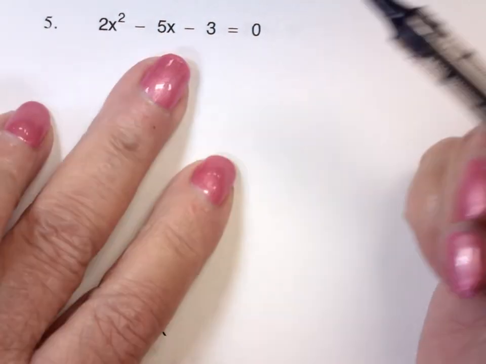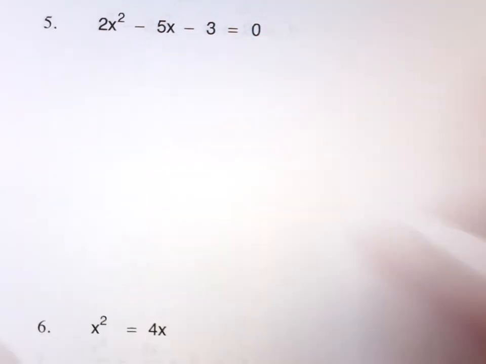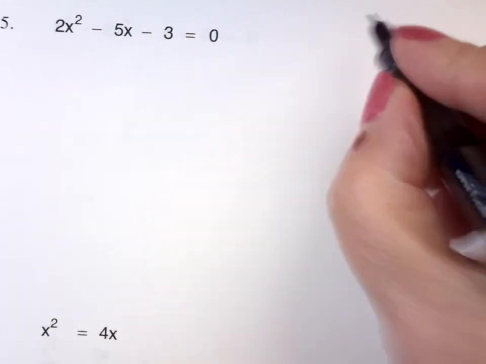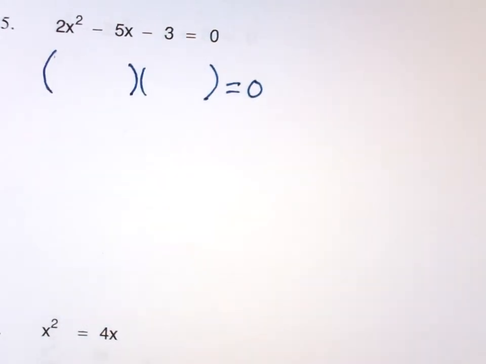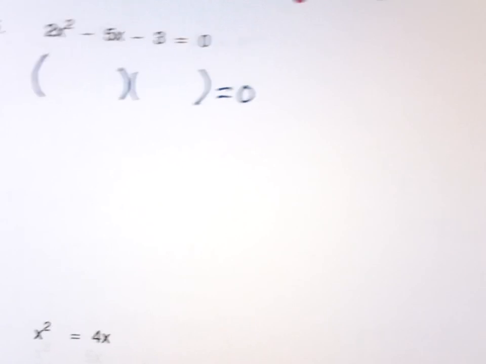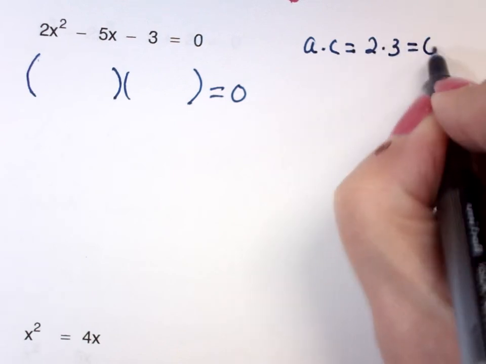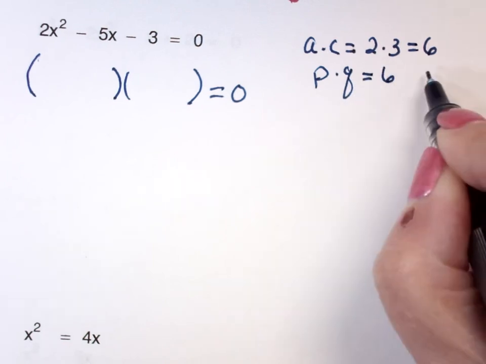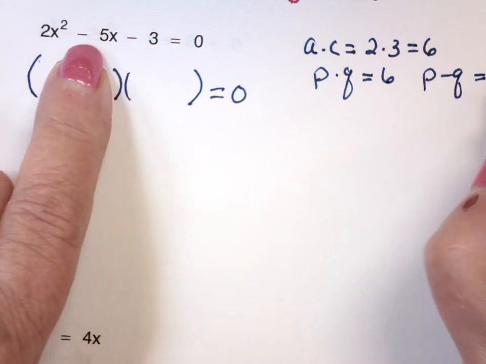This is harder, right? We got this thing set equal to 0, so we need to factor it. Most of you are using AC. So I'm going to come over here to the side, and I want to factor it into two things. We don't have a greatest common factor, so a times c is 2 times 3, which is 6. I need two numbers that multiply to give me 6, but since that's minus, subtract to give me a negative 5.